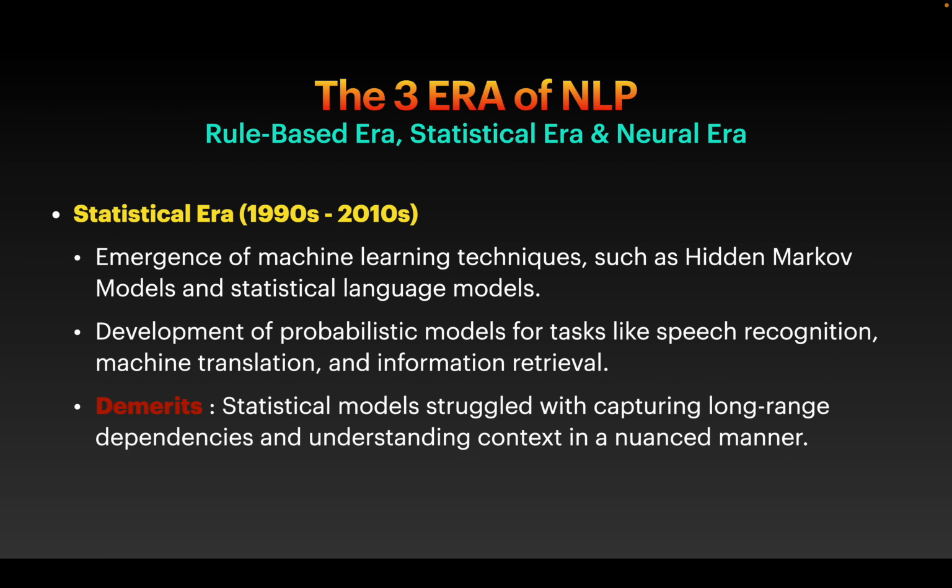A major demerit of statistical models is that they struggle to capture long-term dependency and to understand context in a variety of ways. The meaning is that when we start with NLP, we will go with recurrent neural networks and long short-term memory. When you have long-term dependency, how is your model able to recognize whether it is gender or whatever else? We will discuss this in much more depth in the coming videos. So that is the statistical era.